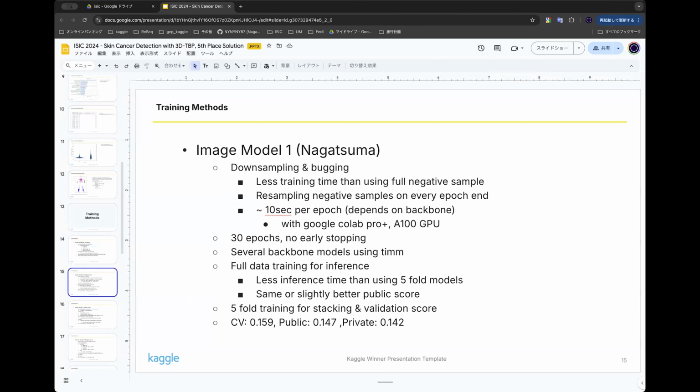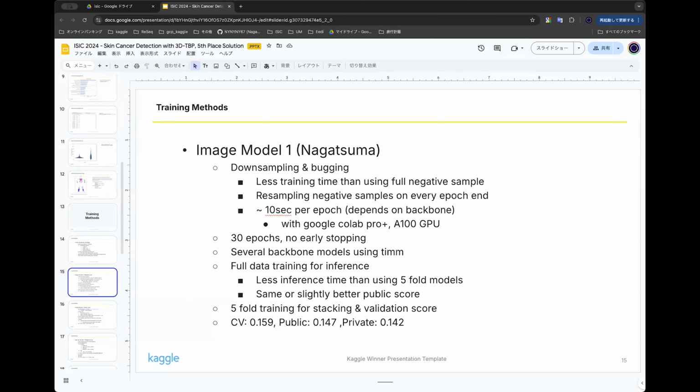Now I would like to introduce the first image model developed by Nagatsuma. A key feature of this model was resampling negative samples at the end of every epoch, which allowed for more diverse training data throughout the process. On average, each epoch took only around 10 seconds to complete.